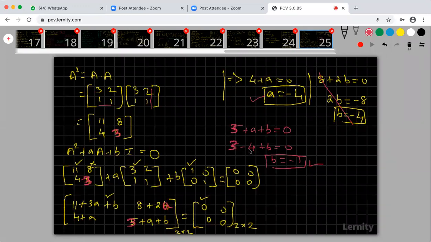So 3 minus 4, this is minus 1, this minus 1 becomes plus 1. Yeah, this is the correct answer. Here it is 3 only, because the second row and second column, 1 into 2, 2 and 1 plus 1, 1. Okay, please note that. We'll go to the next problem.